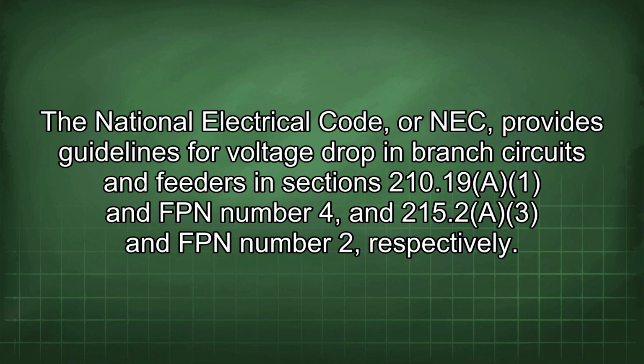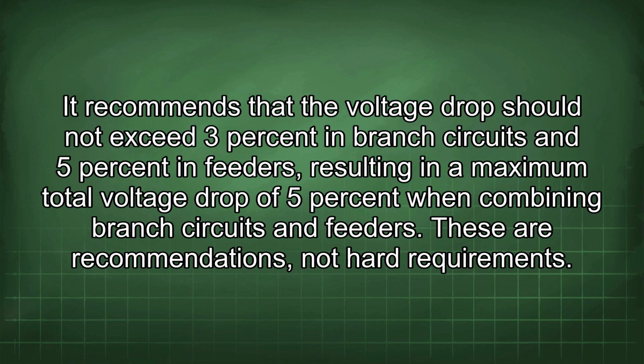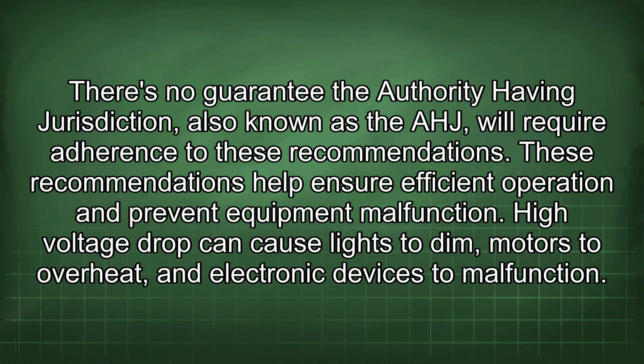The National Electrical Code, or NEC, provides guidelines for voltage drop in branch circuits and feeders in sections 210.19(A) Informational Note No. 4, and 215.2(A)(3) Informational Note No. 2, respectively. It recommends that the voltage drop should not exceed 3% in branch circuits and 5% in feeders, resulting in a maximum total voltage drop of 5% when combining branch circuits and feeders. These are recommendations, not hard requirements. There's no guarantee the authority having jurisdiction, also known as the AHJ, will not require adherence to these recommendations.